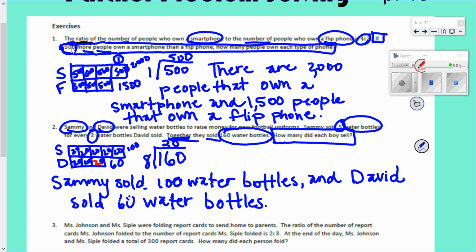Why did I use 8 to divide by? Why did I use 8? Talk to us, Zachary. Yes, I divided by 8. You said a box, so 8 boxes. Yes, very good. He said 8 boxes altogether. We're doing Sammy and David together. Those are 8 boxes. So we're going to divide, and here's my ratio constant. 20 is my ratio constant. Okay? That goes in each box. You do the math. Sammy sold 100, and David sold 60.